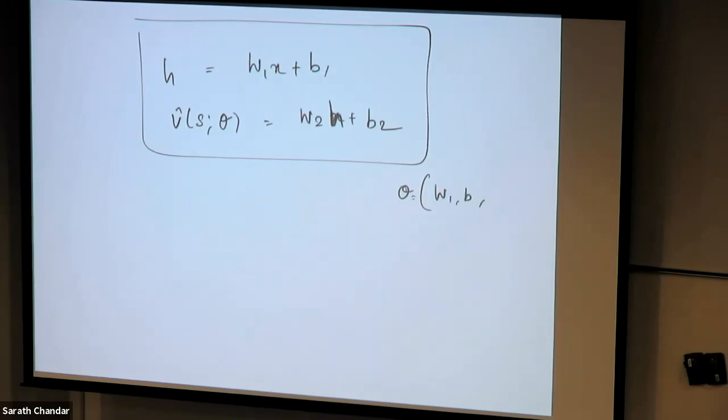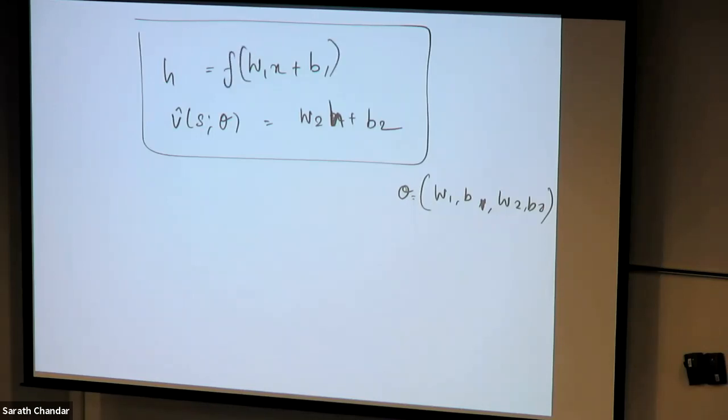W1, B1, W2, B2, right? Okay. So given all these parameters, let us say there is no nonlinearity in my H. Now, this is just one linear equation followed by another linear equation, right? So you can represent the same thing as another linear equation. So there's no use in doing this if you don't have nonlinearity. So we are going to add a nonlinearity, okay?